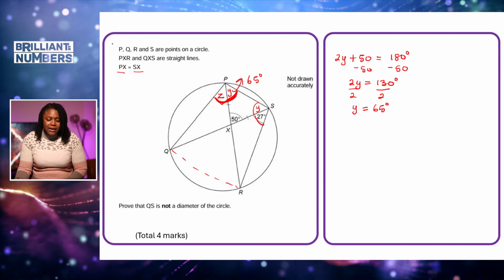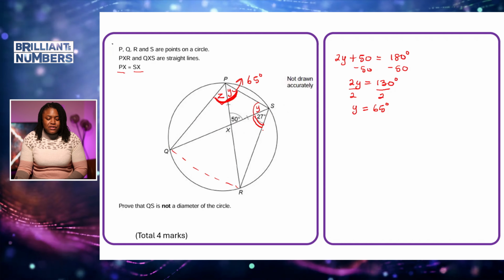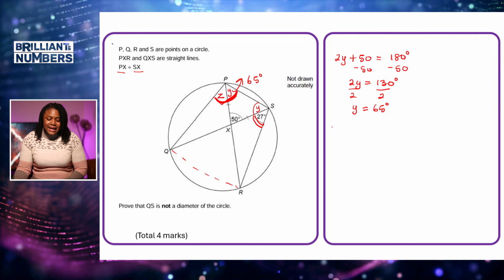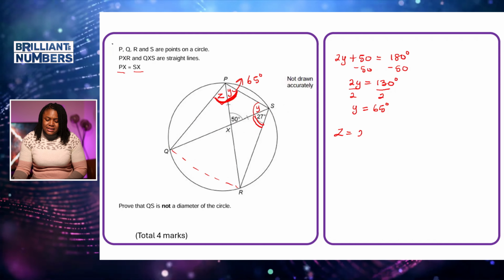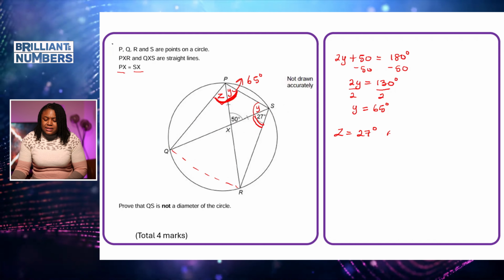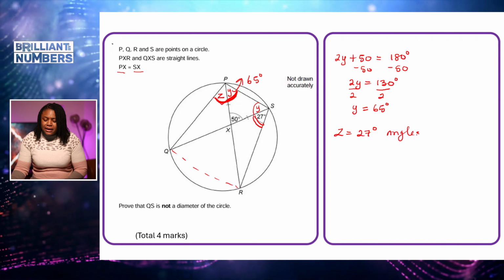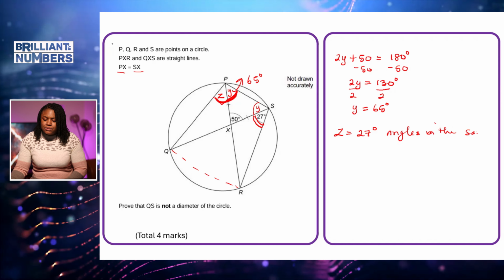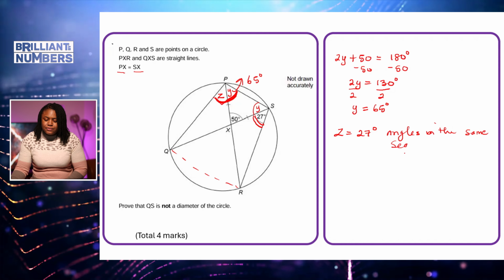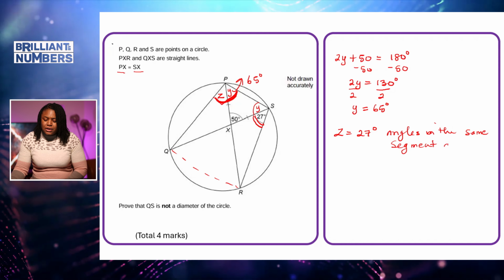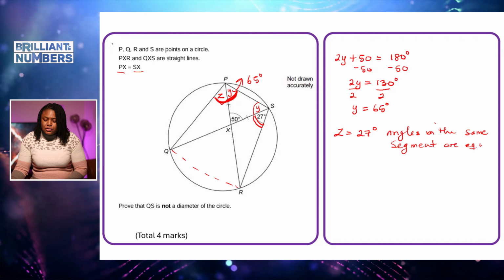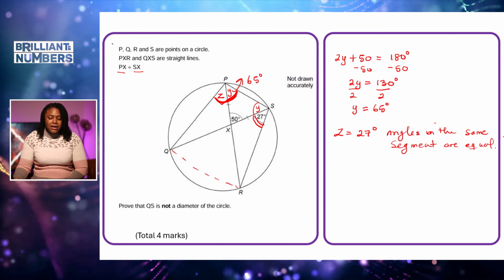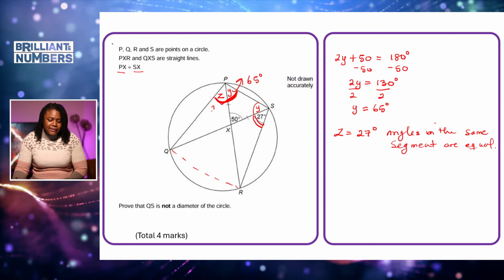This angle here from this triangle is 27 degrees. Therefore, Z will also be equal to 27. And you can write angle in the same segment. Angles in the same segment are equal. So now that we've got those two angles, let me just put 27 here as well.